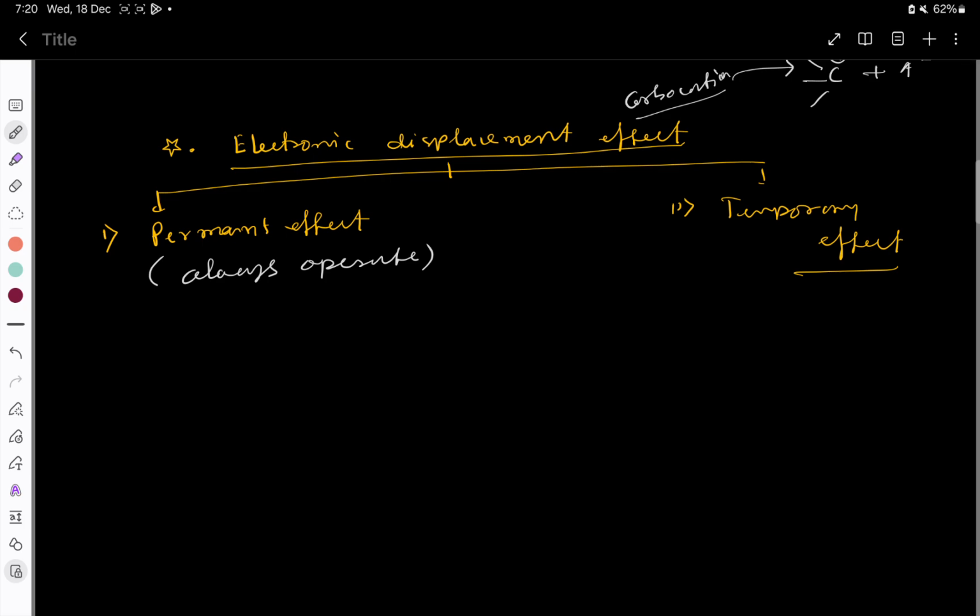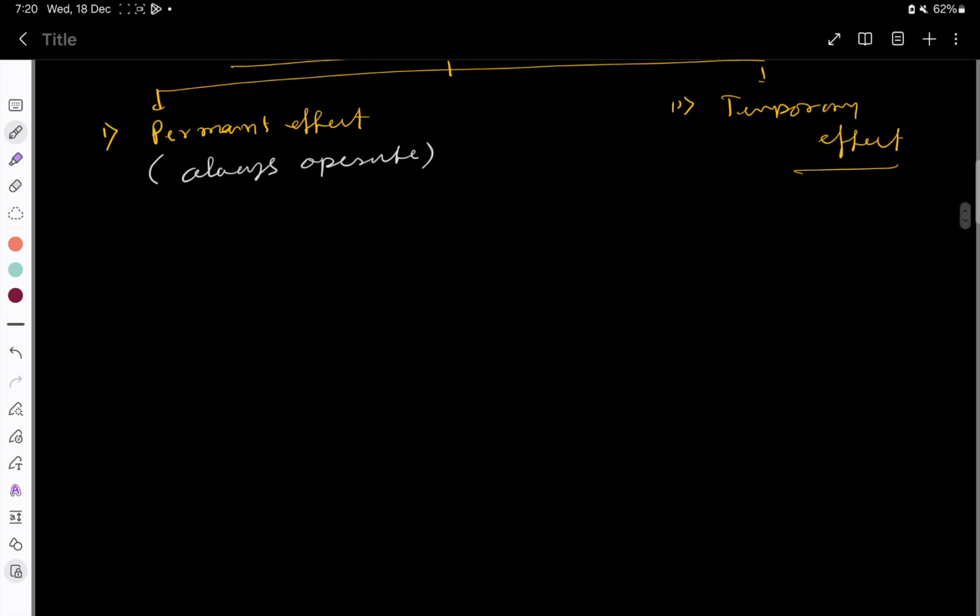And what is temporary effect? Temporary effect means with the presence of some reagents or some electrophiles, the reactants will get polarized. In the presence of some reagent, if any electronic displacement effect happens, that is called temporary effect. Okay, you will get to know. So first of all I'm going to discuss the permanent effect.